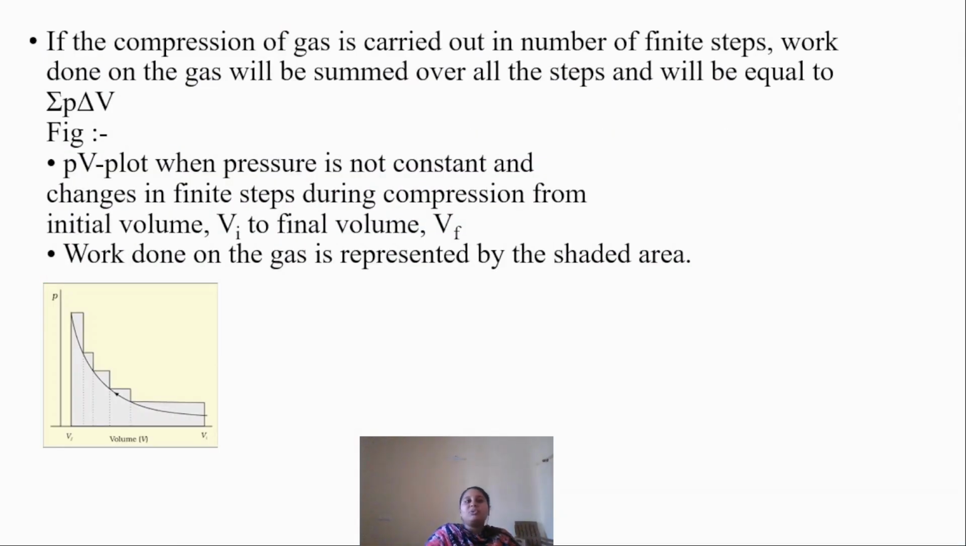If the compression of a gas is carried out in a number of finite steps, the work done on the gas will be the sum over all the steps and will be equal to the summation of P delta V. So this is the figure plotted of volume and pressure. In this PV plot, the pressure is not constant and changes in finite steps during compression from initial volume Vi to final volume Vf, and the work done on the gas is represented by the shaded area.